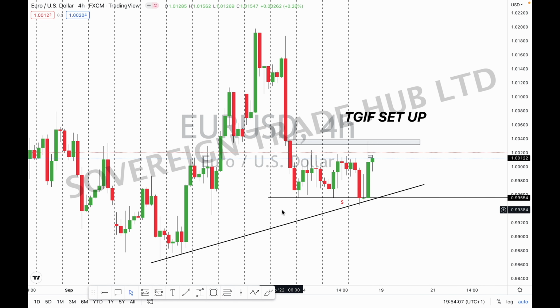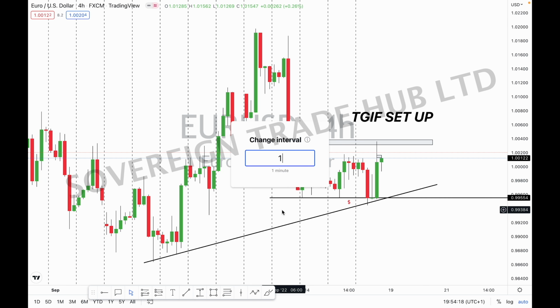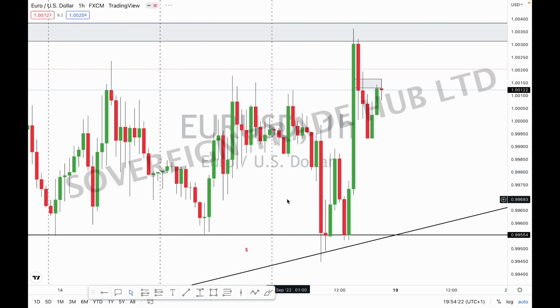Okay, let's look at what played out this week on EUR/USD. So looking at the chart currently, on the 4 hours, you're going to notice one or two things. Let me quickly go to the 1 hour.